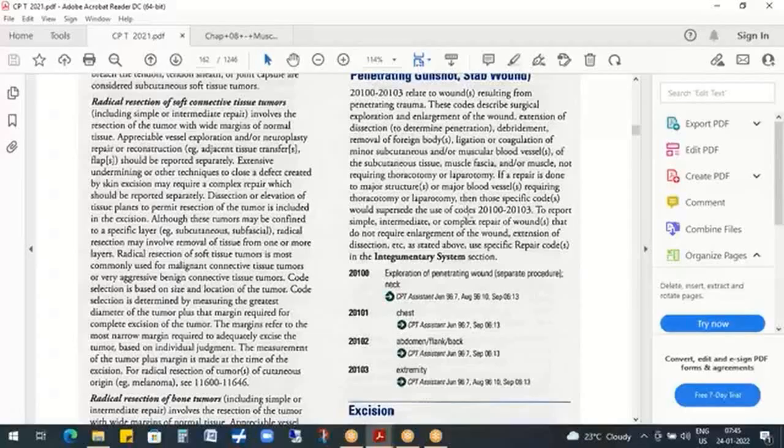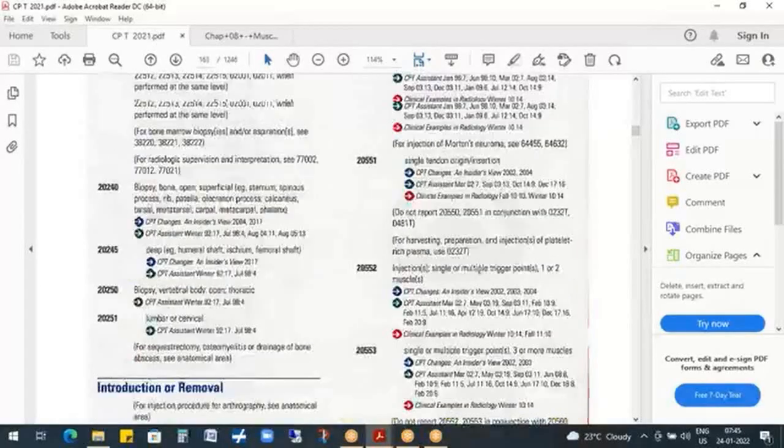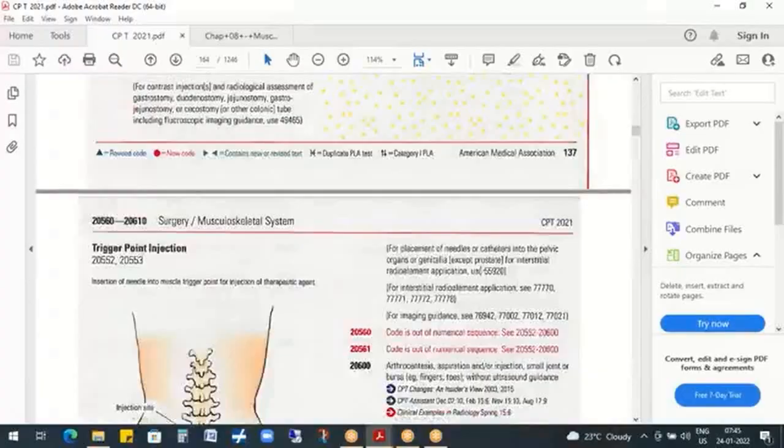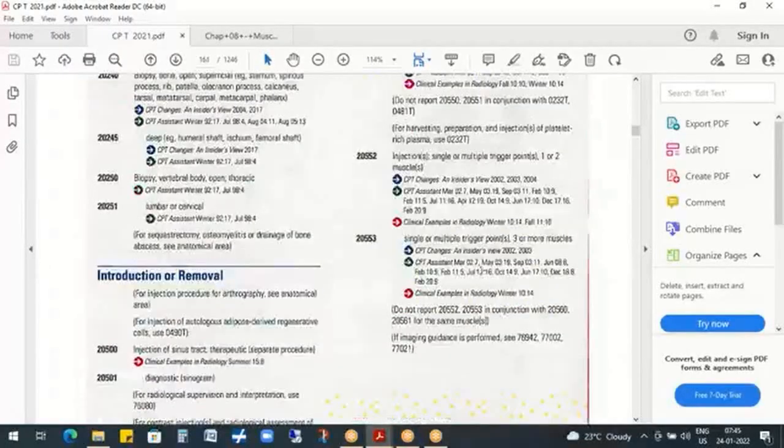Next, come to the codes 20552, 20553. Just put a shortcut there: TPI, trigger point injection. What is the key term? TPI, trigger point injection. It is based on the number of muscles.